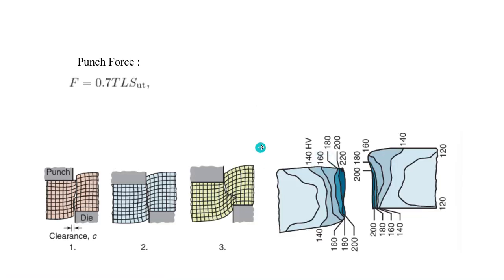To get a high quality cut, the clearance, which is the gap between the punch and die, must be calculated correctly. To find the required force for this operation, we use the formula right here, where T is thickness, L is the total length of the cut, and S is the ultimate tensile strength.